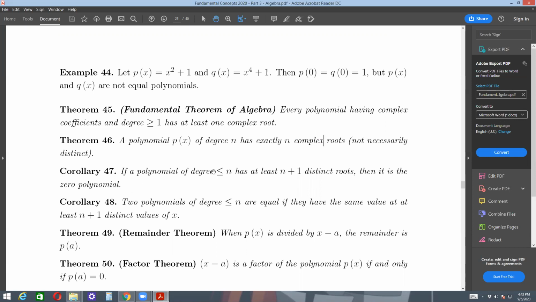If a polynomial has degree less than or equal to n, and the number of distinct roots is more than the degree of the polynomial, that automatically means the polynomial has to be the 0 polynomial. No other polynomial could have more roots than its degree. That doesn't make sense.